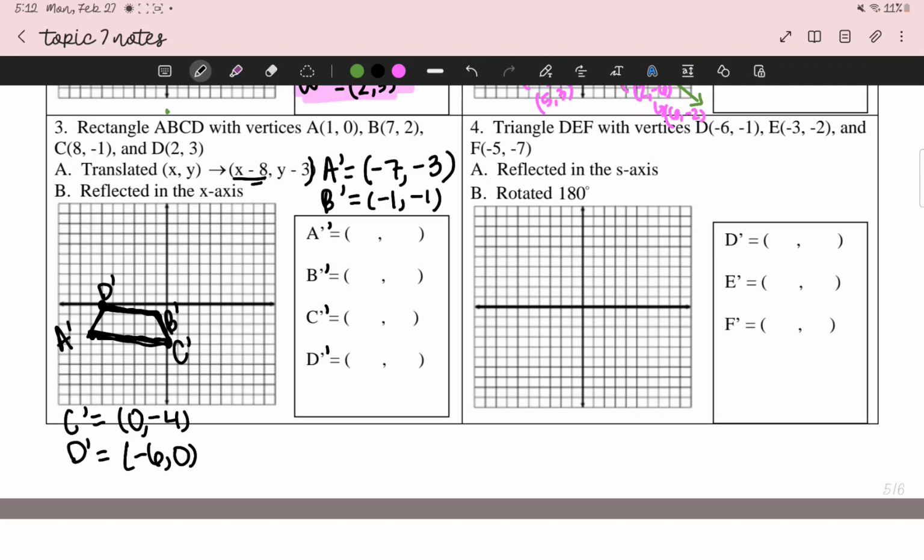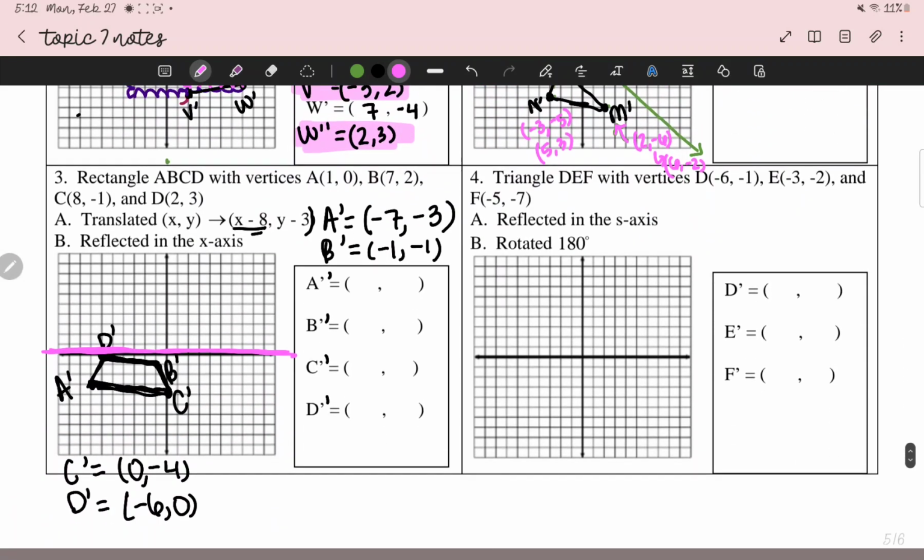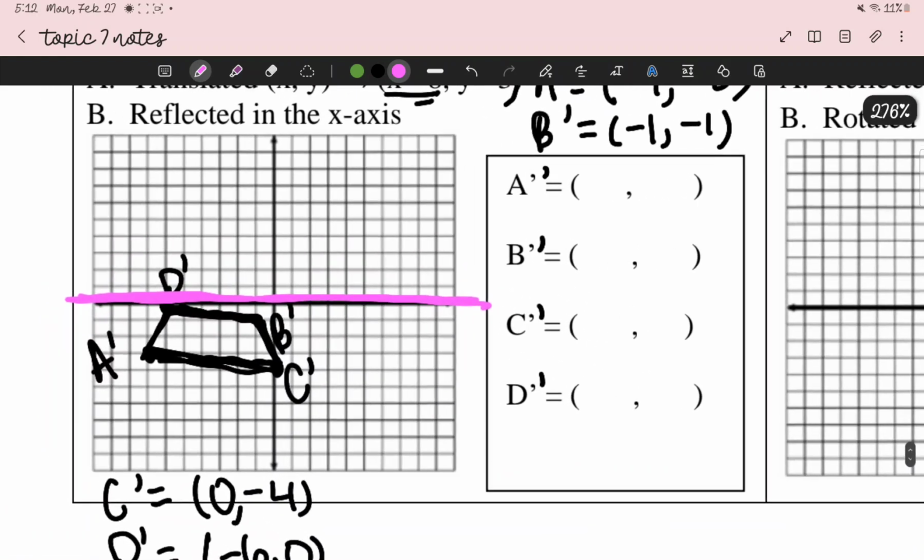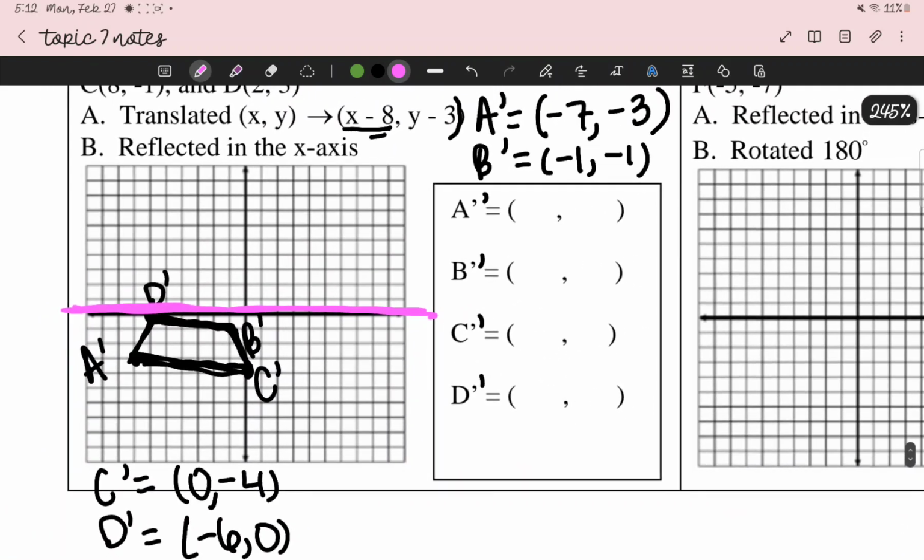Alright, so then all we would do is reflect over the x-axis, and the x-axis is here. If this is our x-axis, this pink line, again, just like we did on one of those above problems, you just need to reflect them and see how far away from the pink line the points are, and we're just going to do those little dots. So the D is going to stay exactly where it is, and that's going to be our final spot for that, which is negative 6, 0.